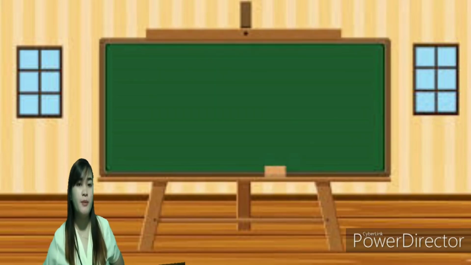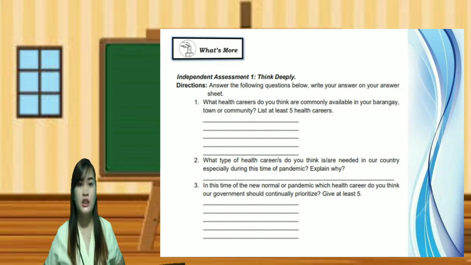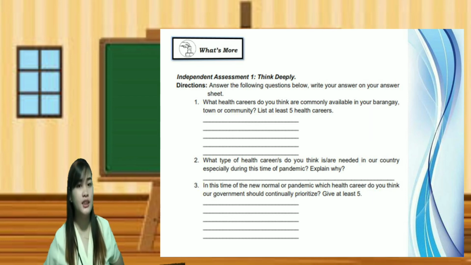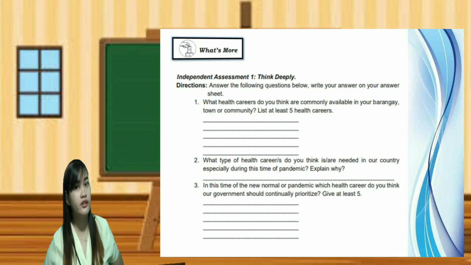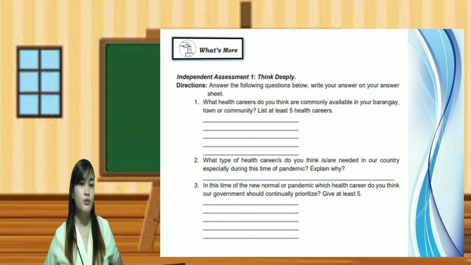Next, independent assessment number 1. Think deeply. Directions. Answer the following questions below. Write your answer on your answer sheet. Number 1. What health careers do you think are commonly available in your barangay, town, or community? List at least 5 health careers. So, if they have 5, list them. The minimum is 3 and the maximum is 5 health careers.